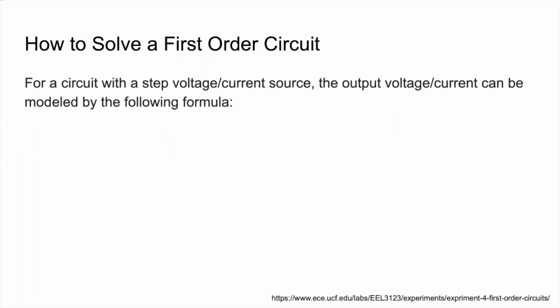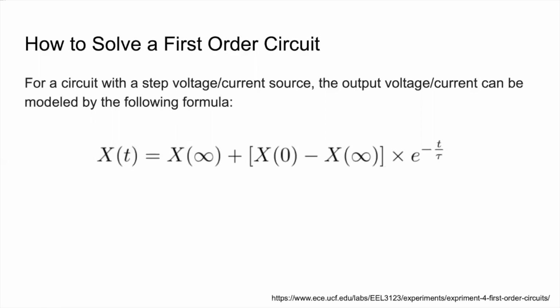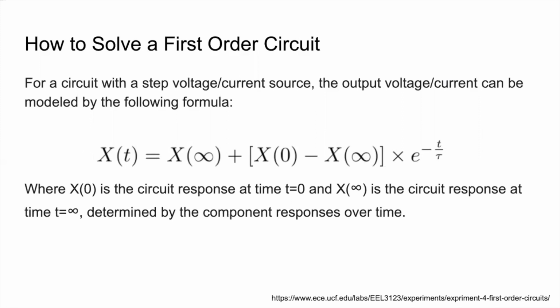In order to solve a first-order circuit, you must first have a step voltage and current source, for which the output voltage and current can be modeled by the following formula. The response x of t is equal to x of infinity plus the quantity x of 0 minus x of infinity times e to the negative t over tau, where x of 0 is the circuit response at time t equals 0, and x of infinity is the circuit response at time t equals infinity, which is determined by the component responses over time.